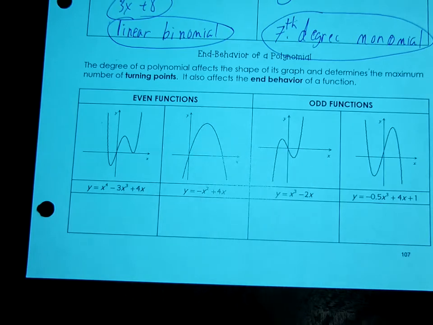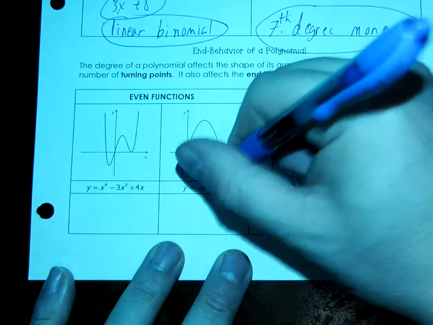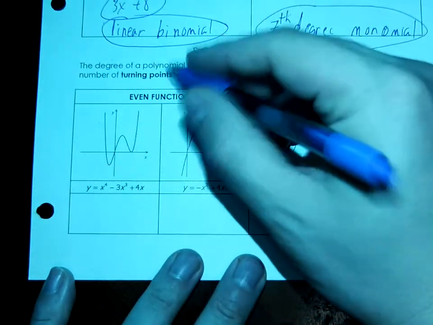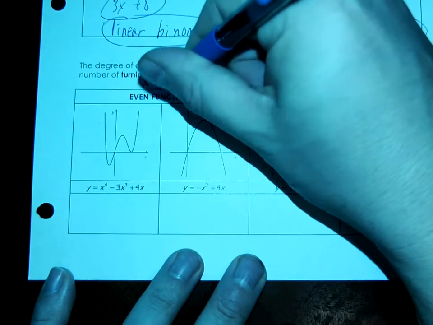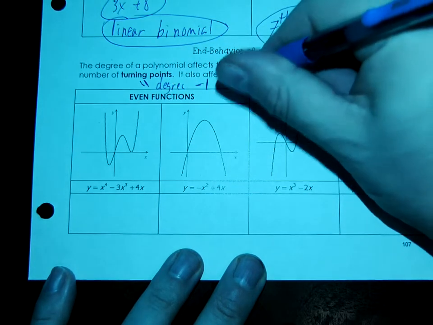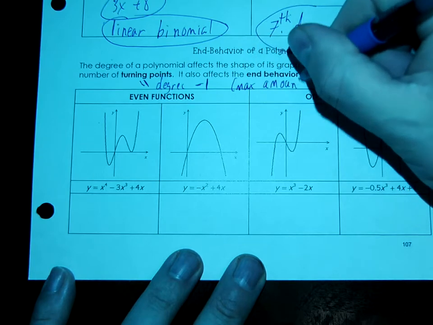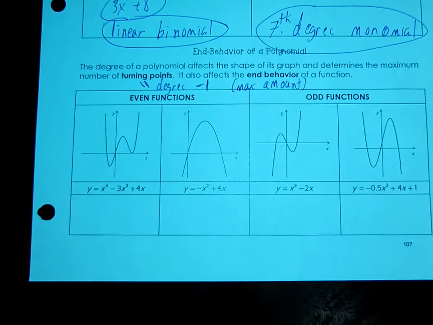So that's the maximum number of turning points. It doesn't mean that's the number of points it has to turn, it's the maximum. So this one has a maximum of 3 turning points, this one has a maximum of 1 turning point because of the degree. So the number of turning points is going to equal the degree minus 1. And that's the maximum number of turning points. That doesn't mean that's always what it has. So an x to the 4th will not always have 3 turning points. It will have a maximum of 3 turning points.